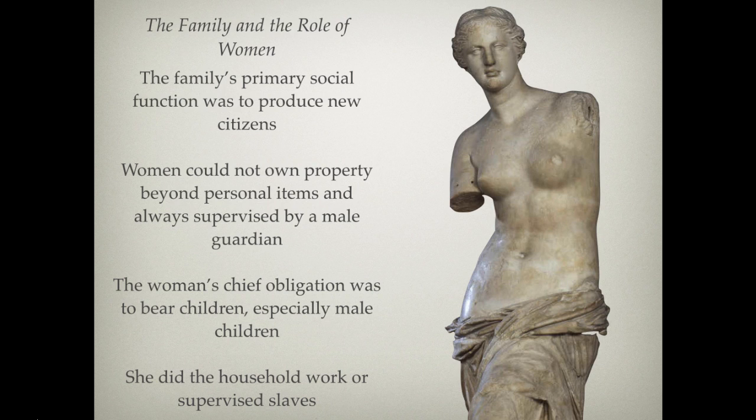Women, of course, could not own property. We've seen this in other places, for example, China, which is an interesting cross comparison on both the contrast and similarities. So beyond personal items and those sorts of things, always supervised by male guardians, these women had to be supervised and watched, made sure that they weren't acting out of turn. So this is largely a patriarchal society in a true sense. And women's chief obligation was to bear children, especially male children. That was the goal, to produce a male heir. And she did the household work, or supervised slaves that did the household work. And so the domain of the woman had been confined to the home space in Greek culture. This is a tendency that we'll see in Western society and in other regions as we move forward.